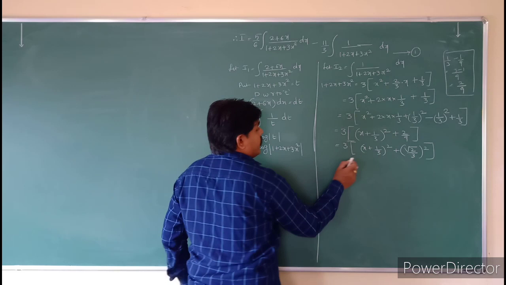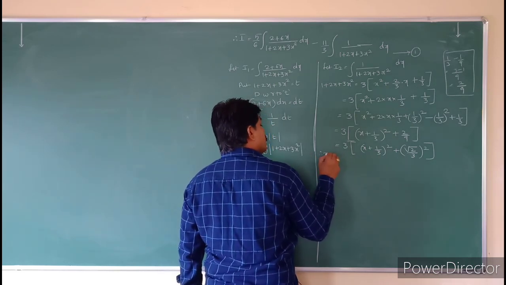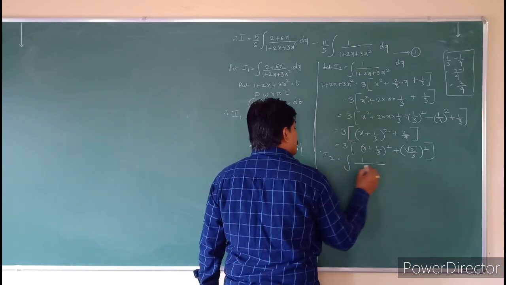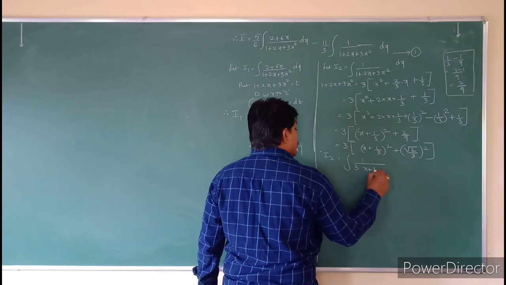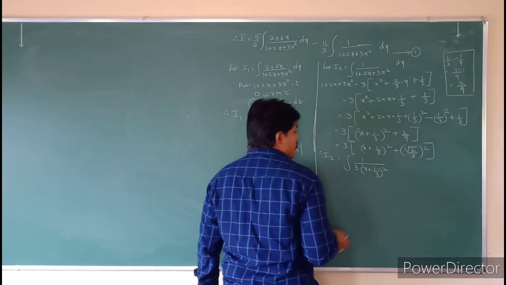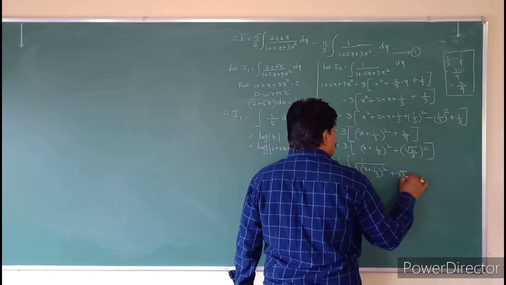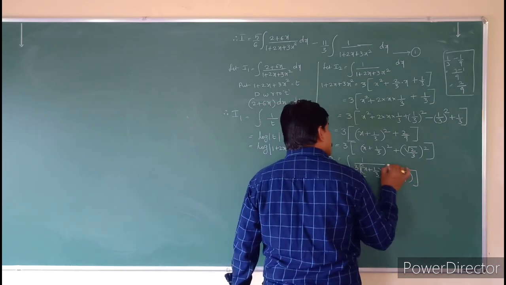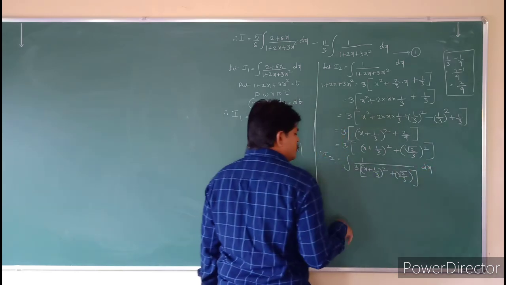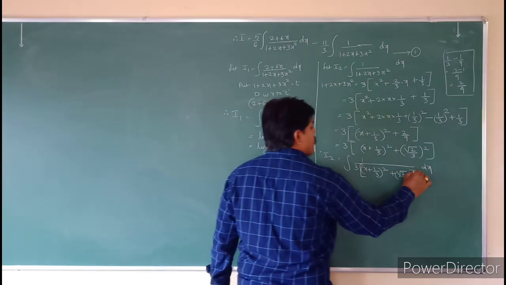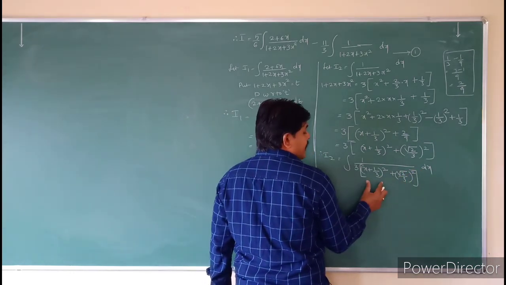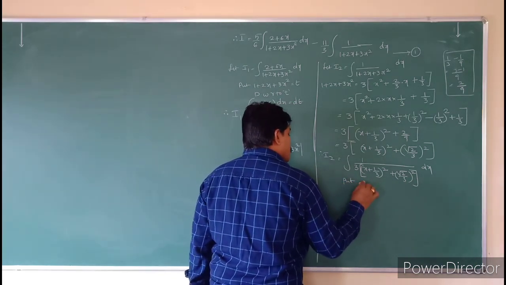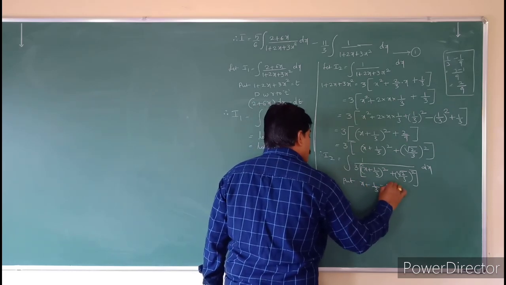So then take the problem here. Therefore I2 is equal to integral of 1 by 3 into x plus 1 by 3 whole square plus root 2 by 3, into dx. So this problem is converted into the form of x square plus a square. So for this one, what we will take is, put x plus 1 by 3 equal to t.